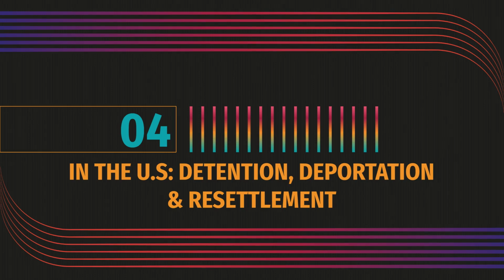Module 4. In the US, Detention, Deportation, and Resettlement. This module will briefly go over the steps of seeking asylum in the United States, explain why detention centers exist and what they are, overview policies and their impacts, with a focus on the zero tolerance policy, and defining and fighting against xenophobia.